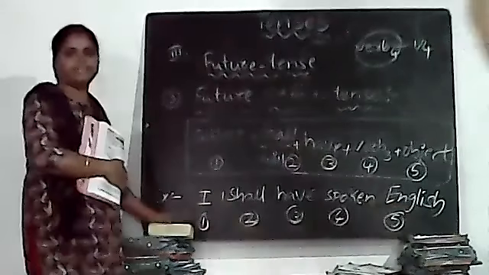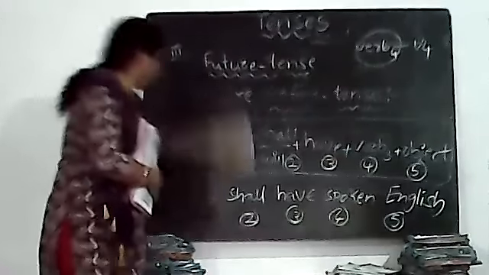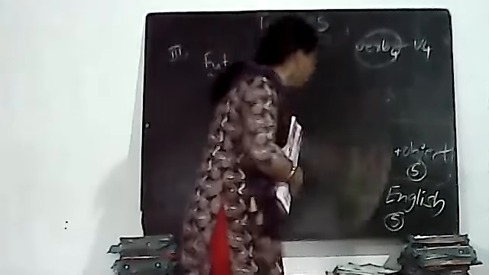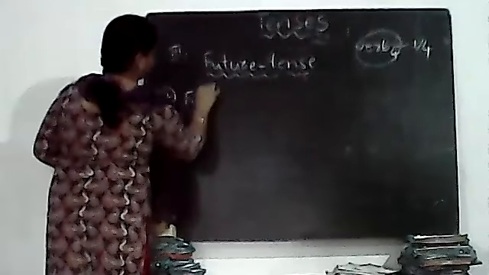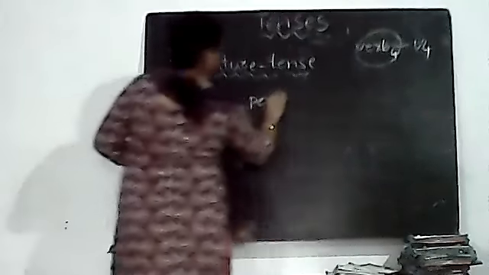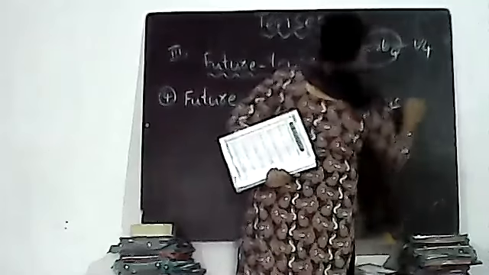Next, go to future perfect continuous tense. That is the last and final tense of our future tense part. The fourth part of the future tense is the future perfect continuous tense.